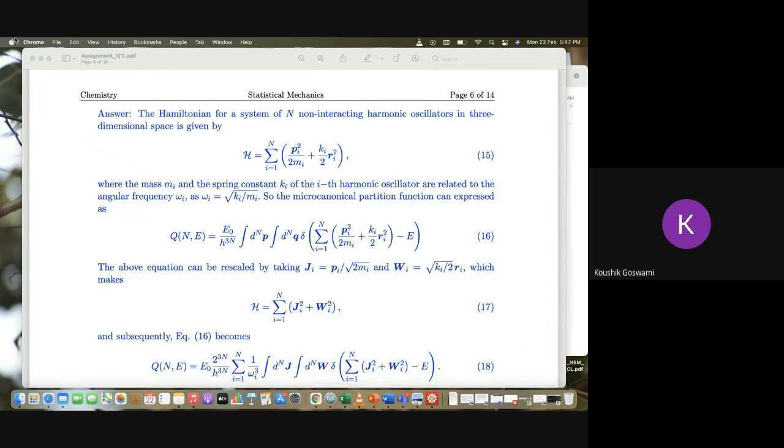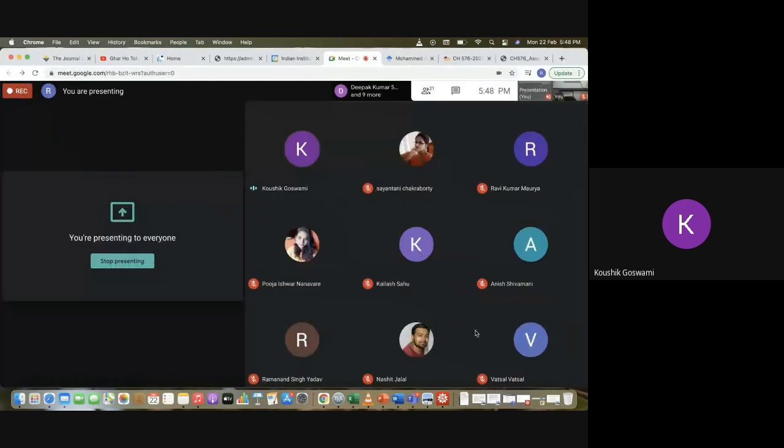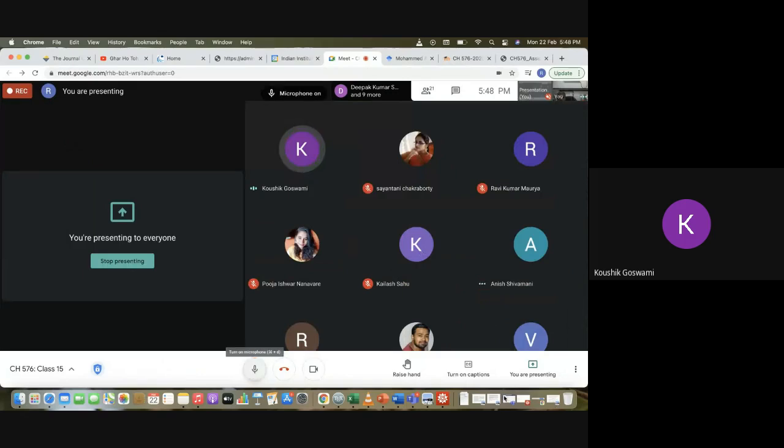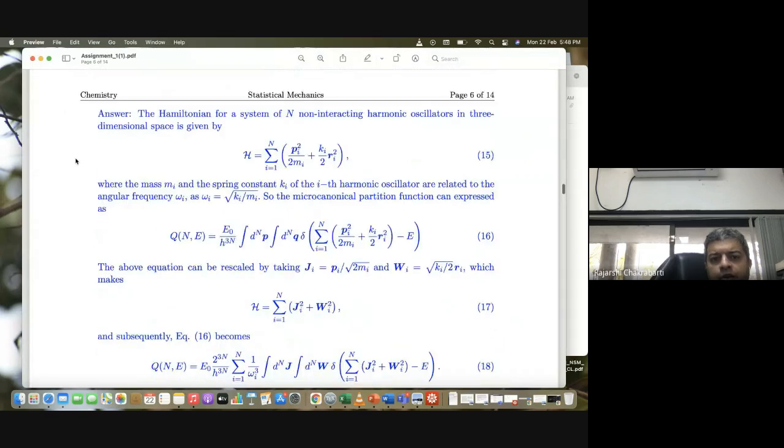If you do this rescaling, then the integration in 16, this dp and dq, will also be rescaled. And this omega_i term will appear in this integration as a sum. Is it okay? This omega is actually this. Any question? How many of you understood this Hamiltonian? Everybody understands, na?